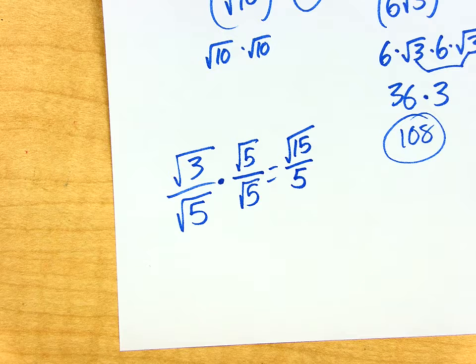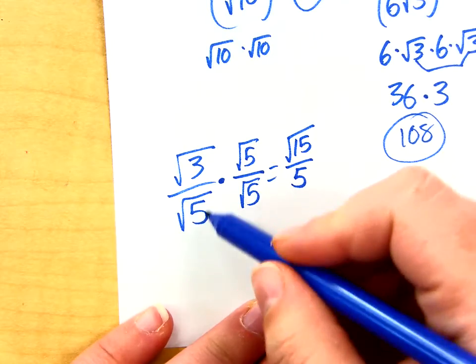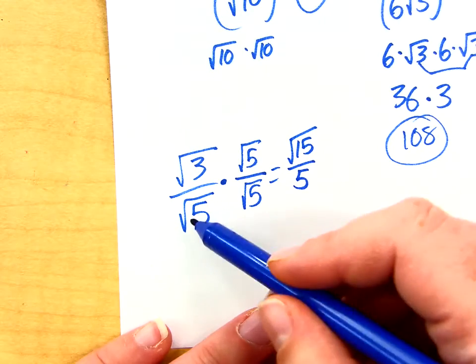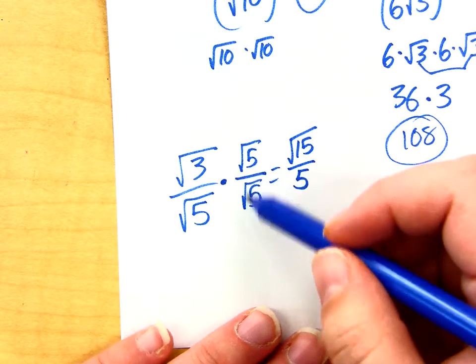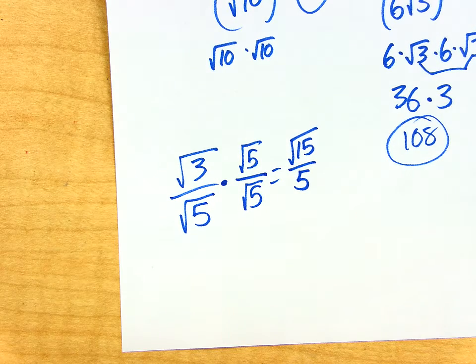Yeah. So like, I'm sorry. So how did we decide on multiplying it by the square root of 5? Because that's the denominator. So it always has to be the denominator? Yeah, you always multiply it by the denominator over the denominator, because that's just 1, so you're not changing the value of the fraction. Okay.